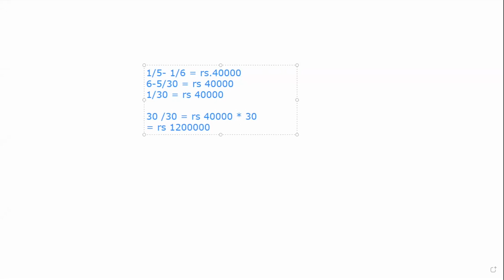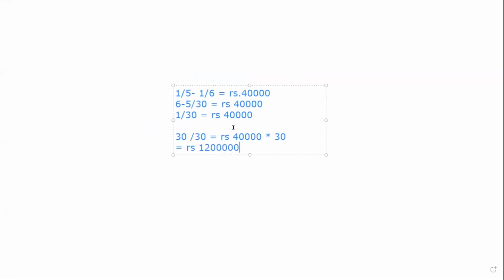Is it clear? Not 120,000, but 12 lakhs. Okay. Is this question clear for you all? Can you all now correlate the fractions? Can you all now connect the real fractions and the false fractions?